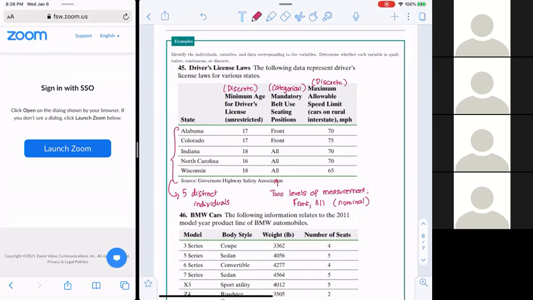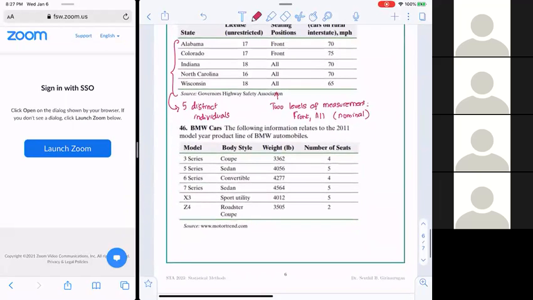But could we call it continuous? Again, it is going to depend on how the question is formulated, or how we interpret the problem. If they say, okay, the state of Alabama would allow up to 70.24, then that would be continuous. But that isn't what we're saying. We're looking at discrete values, 70, 75, and so forth.